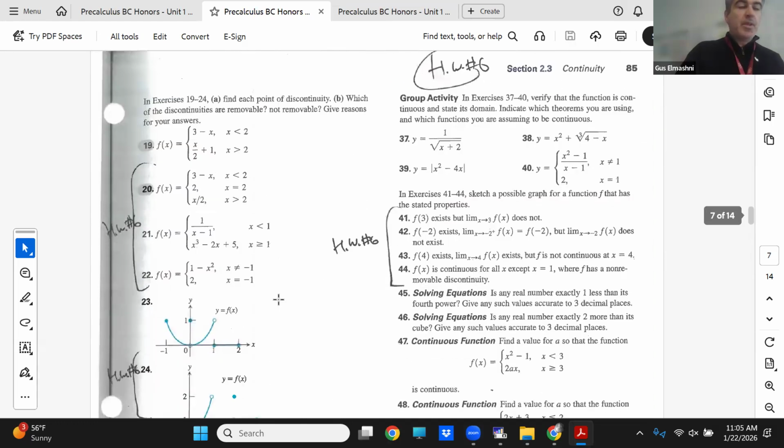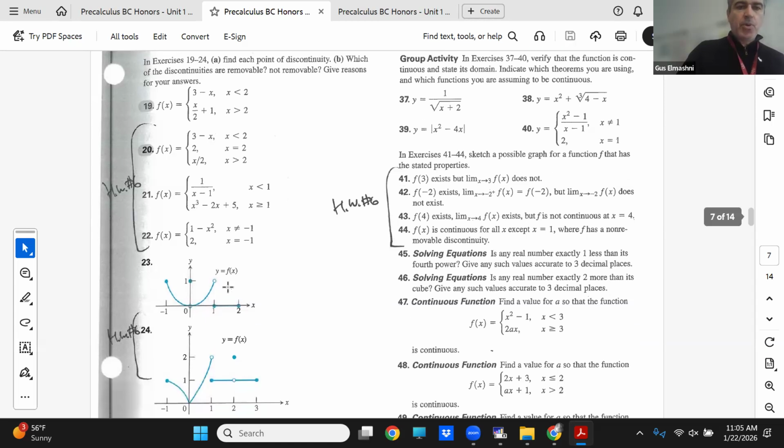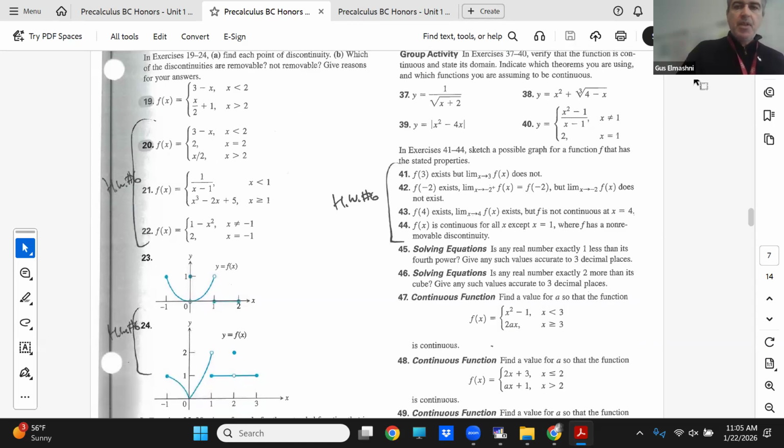So removable is when the limit exists, non-removable when it doesn't exist. So in the case of, say, number 20, the quick and easy way is to plug in the numbers. So you plug in 2, you get 1 here. Of course, it's 2 here, and it's 1 here. So if you think about the left-hand limit, it's totally going to be 1 as you approach 2 from the left side. The right-hand limit is also going to be 1. But what's f of 2? Something else, right?